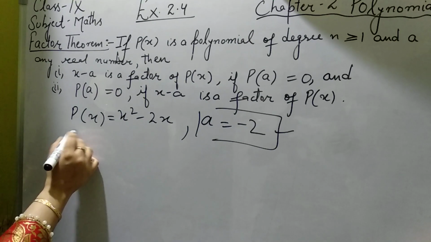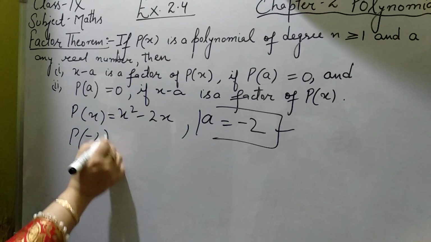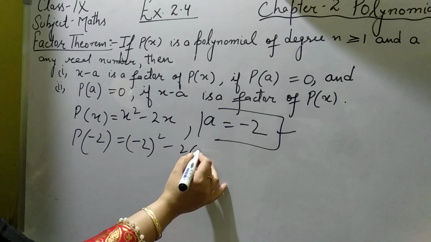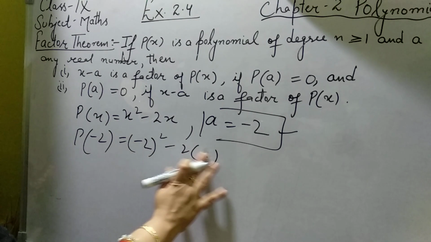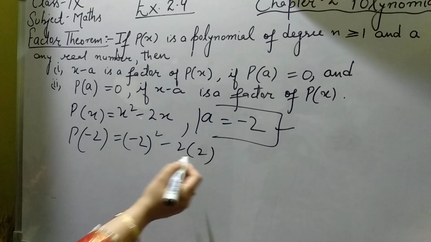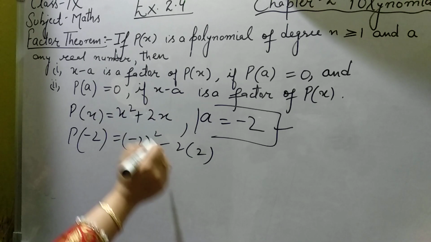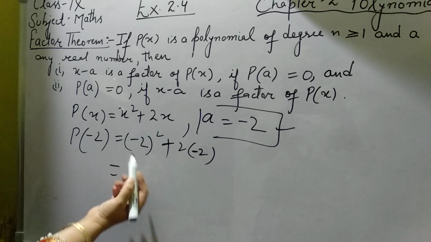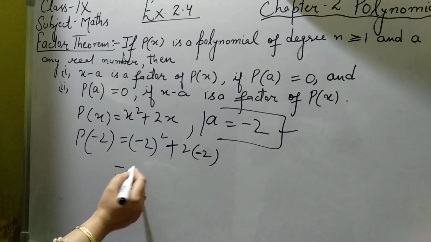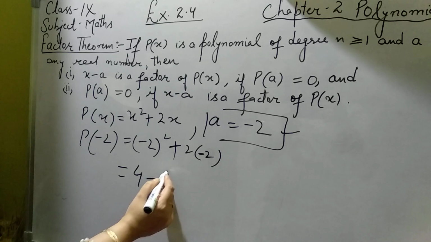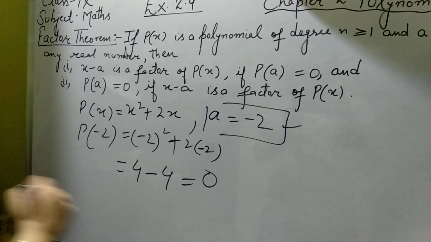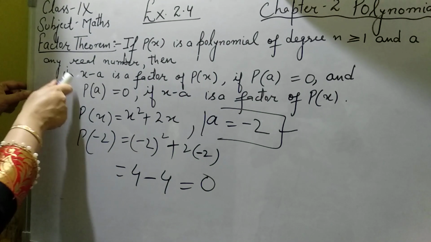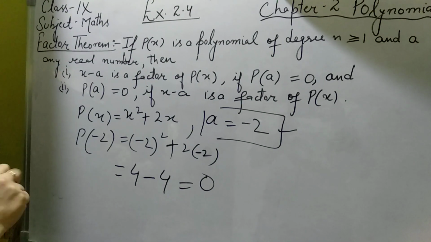Now, if we find p(a), that is p of minus 2, it is minus 2 square minus 2 of minus 2. Let us take this minus 2. Now p of minus 2: minus 2 square is plus 4, and here it is minus 4. The answer is 0. If p(a) is equal to 0, then we can say that x minus a is a factor of the polynomial.